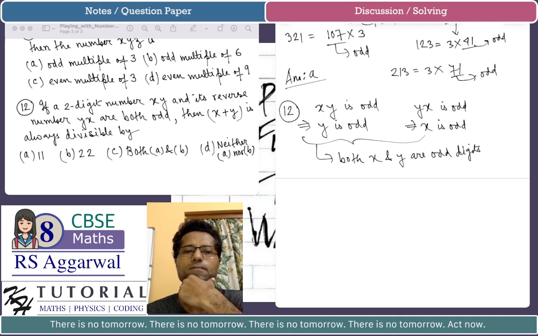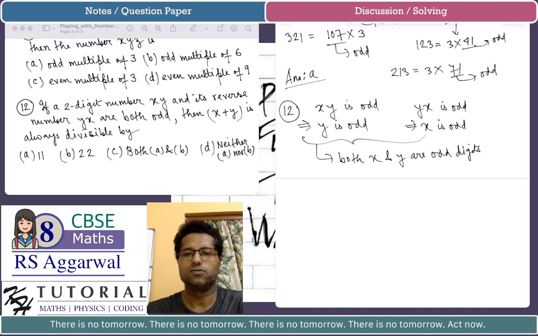Now how can the choices be 11 and 22? I think I made some mistake in copying the question. It must be then xy plus yx is always divisible by.